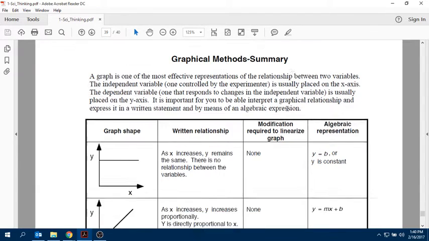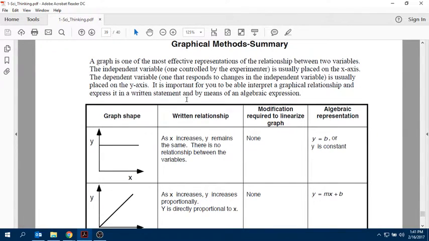So let's take a look really quick at these relationships. The first one here is a flat horizontal line. This is a no relationship activity. Whatever the y value or y variable is, it's a constant. Changing the x variable has no effect, so it produces a flat horizontal line.